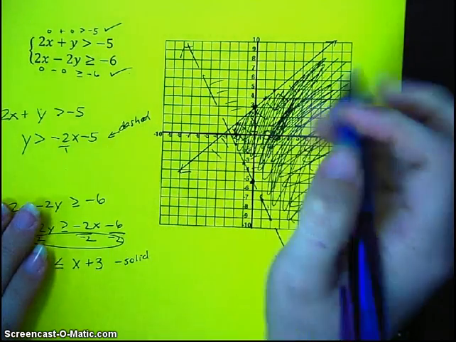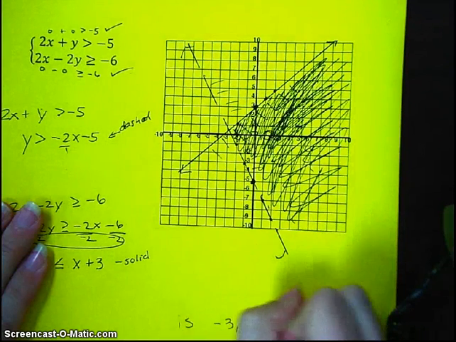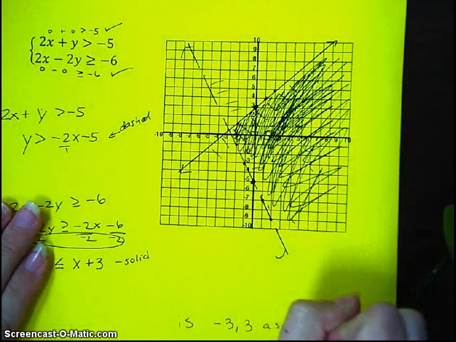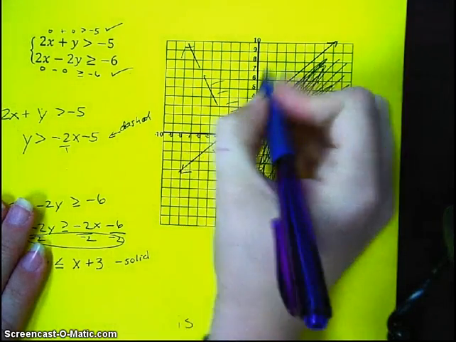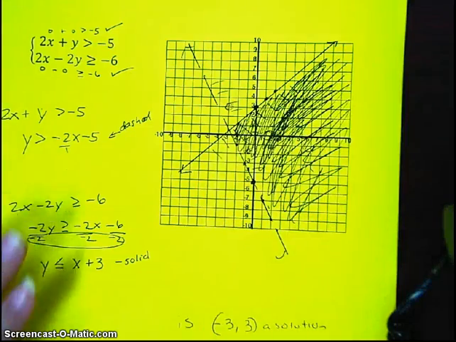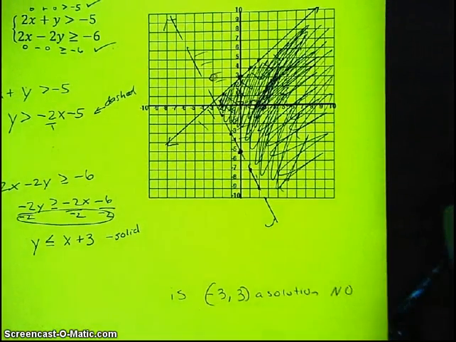So if I wanted to know, is -3, 3 a solution, then we would come up here, we go to -3, 3. Here's the point -3, 3. Notice that is not in the shaded region, so that would be a no.